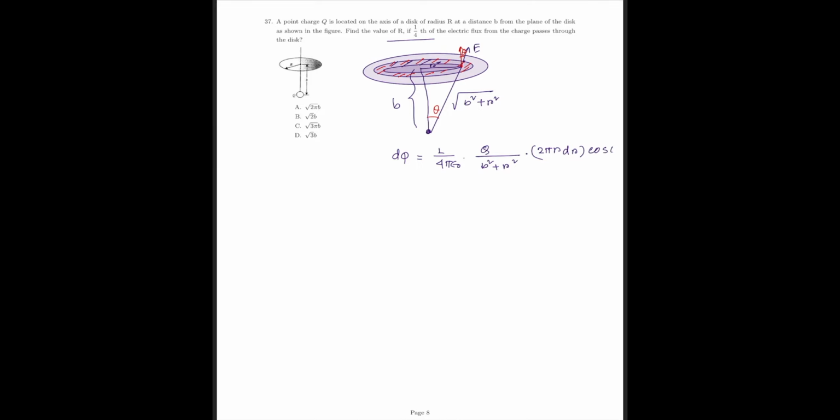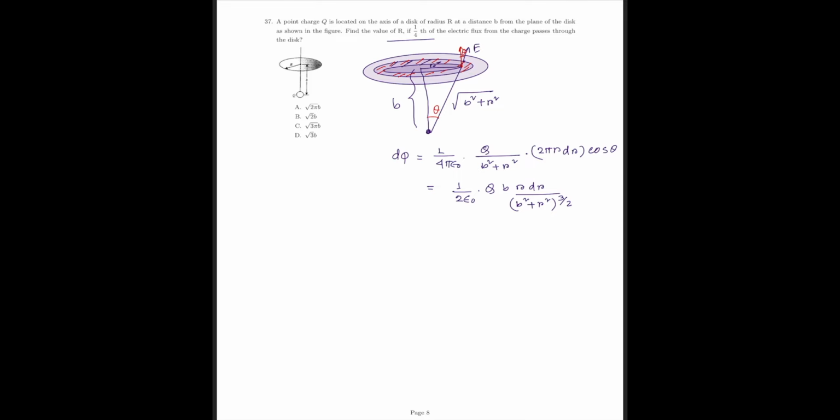Now this is 1 by 2 epsilon 0 q r dr. Cosine theta is basically this divided by this, so that would be b divided by square root of b square plus r square, and so the expression has b square plus r square to the 3 halves.